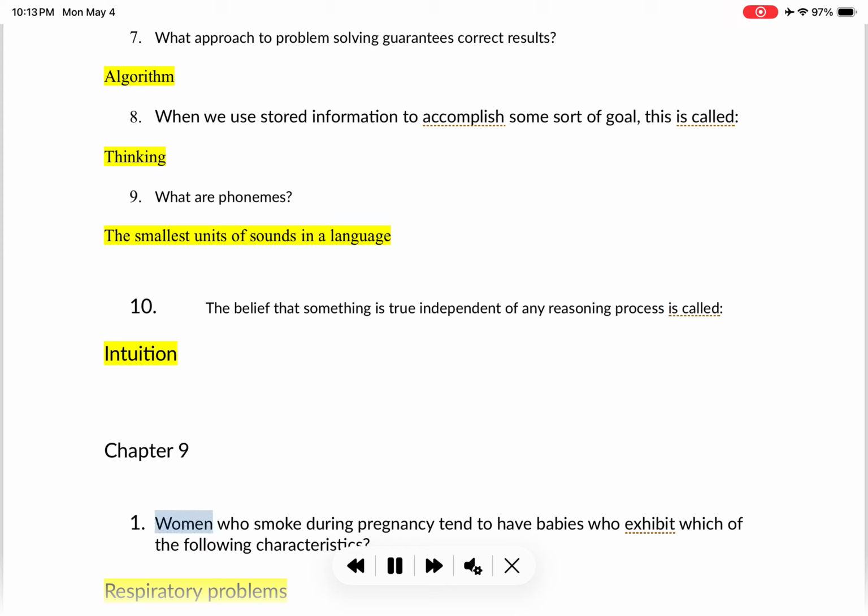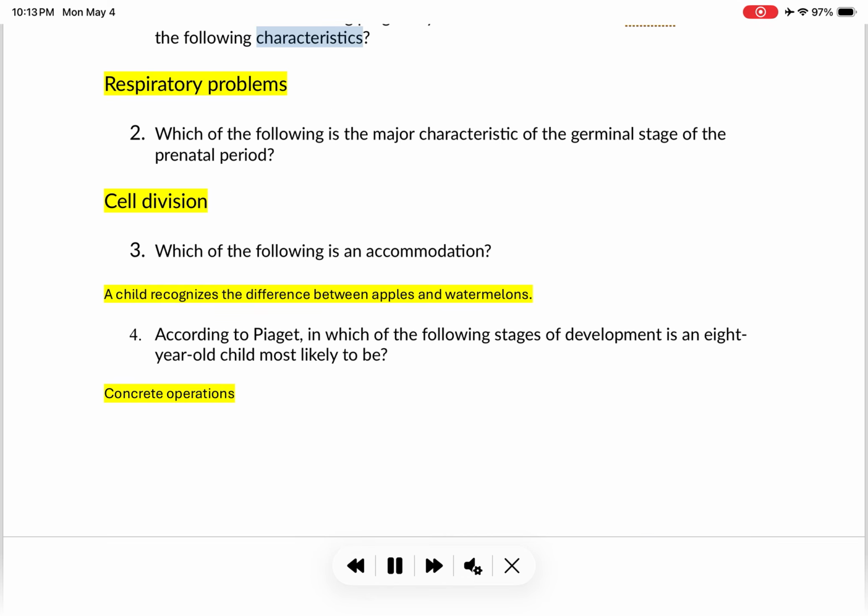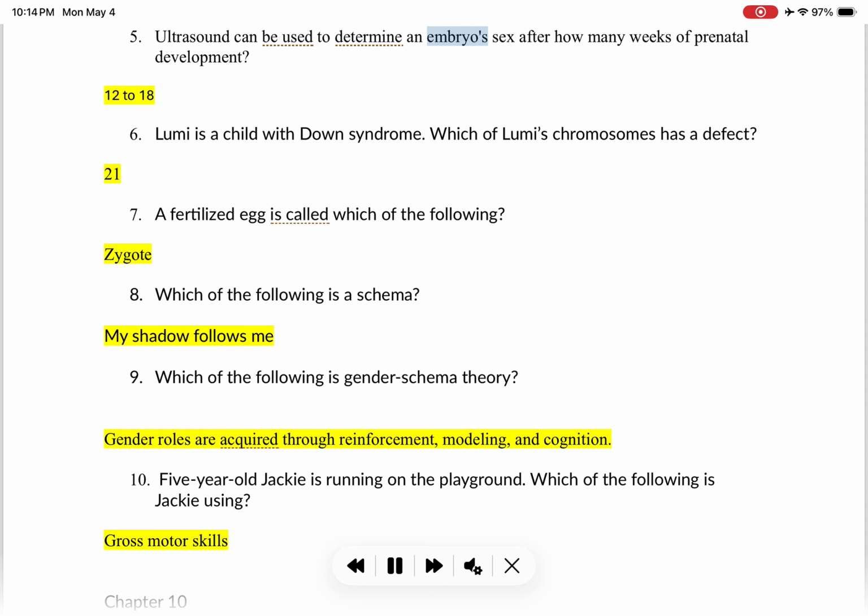Chapter 9. Women who smoke during pregnancy tend to have babies who exhibit which of the following characteristics? Respiratory problems. Which of the following is the major characteristic of the germinal stage of the prenatal period? Cell division. Which of the following is an accommodation? A child recognizes the difference between apples and watermelons. According to Piaget, in which of the following stages of development is an 8-year-old child most likely to be? Concrete operations.